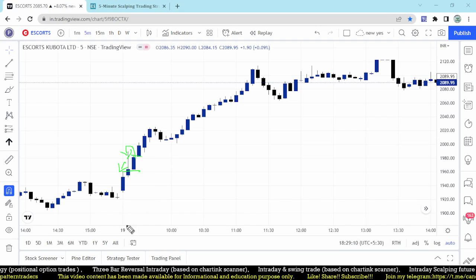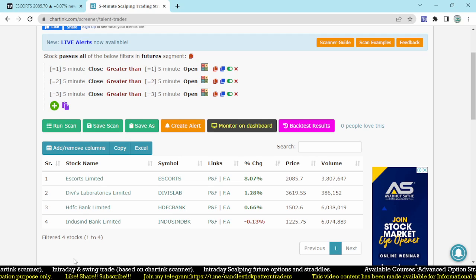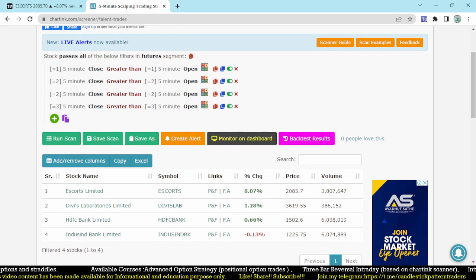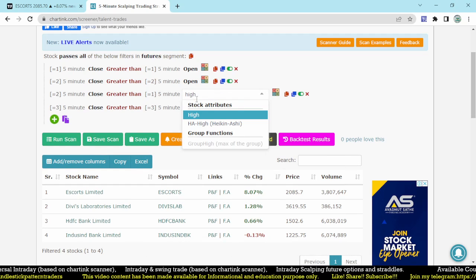But you can see there is a small change on the scanner. We are only finding three consecutive higher high candles that may give you some opportunity. So what I'm going to do is make a small change: the second candle close must be greater than the high of the first one.